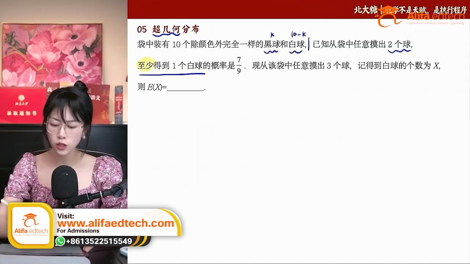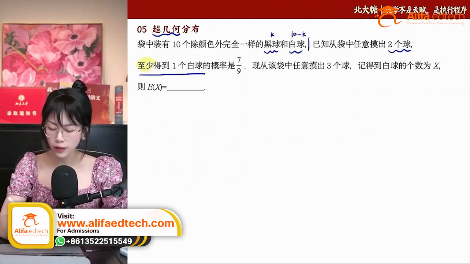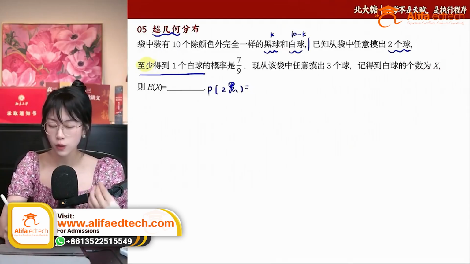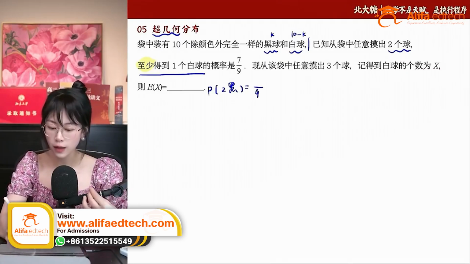What should I actually do? Since I want at least 1 white ball, I can instead calculate the probability of getting 2 black balls. If it's 2 black balls, then the probability is 1 minus that, which is 2/9.